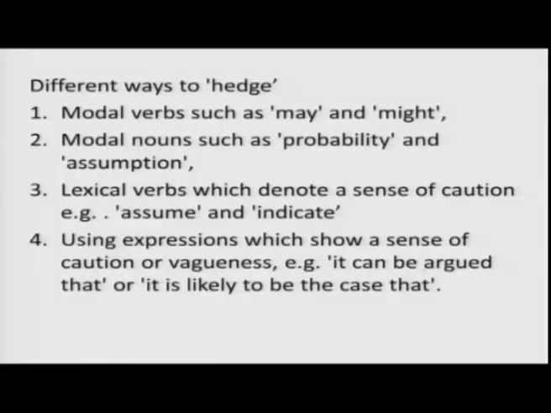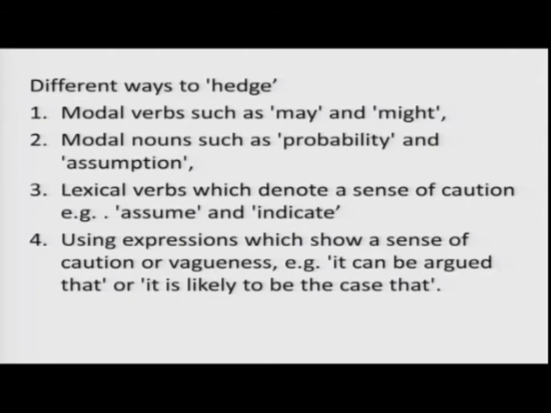So, what are the different ways to hedge? We have seen examples that you can use modal verbs, you can use verbs. Let us look at some more possibilities. One is you use modal verbs such as may, might, can, and so on. You use nouns which are called modal nouns, for example, probability, assumption. So, there is probability that something. These function similar to these modal verbs. Then you have lexical verbs which denote a sense of caution, for example, assume, indicate, suggest. These kind of indicate some kind of caution.